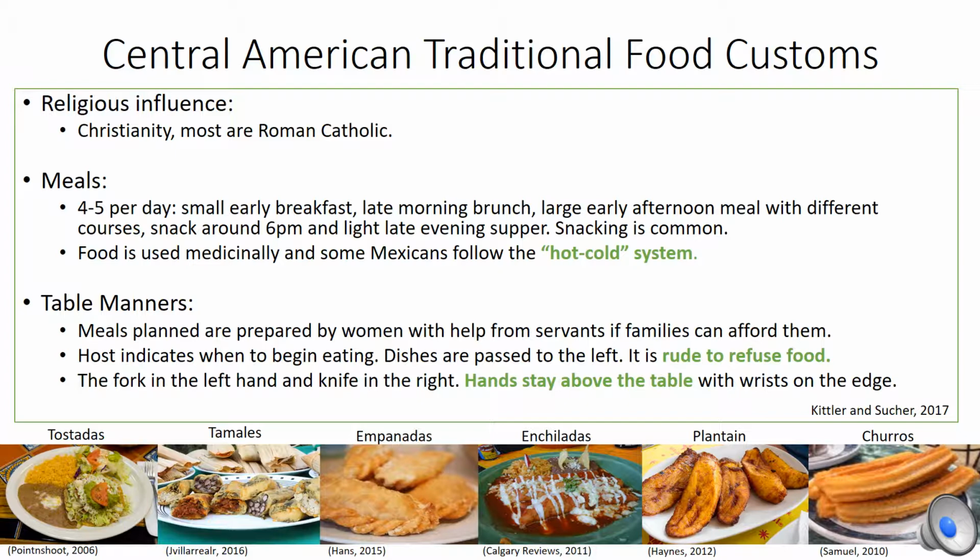Table manners include that meals are prepared by women with help from servants if families can afford them. The host indicates when to begin eating. Dishes are passed to the left. It is rude to refuse food. The fork is in the left hand and knife in the right. Hands stay above the table with wrists on the edge.